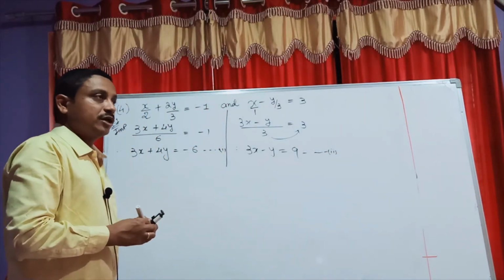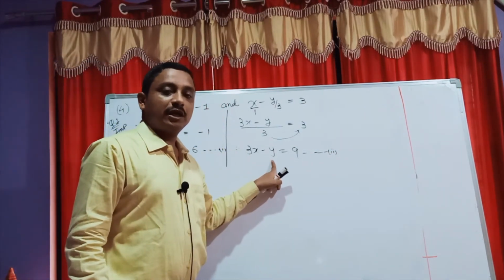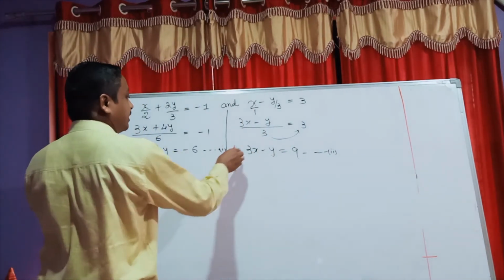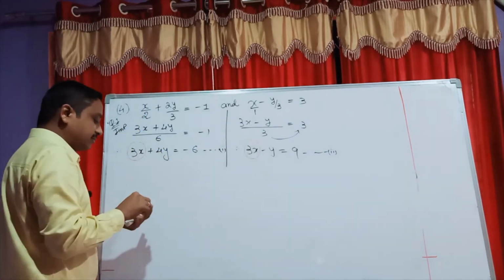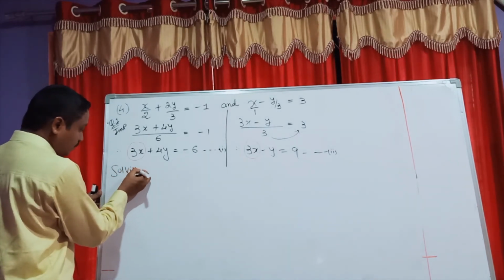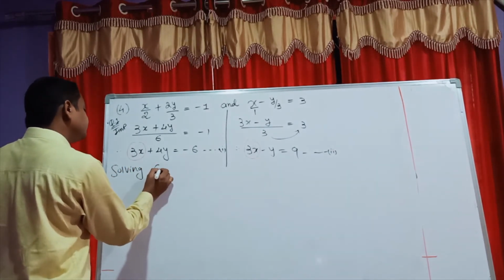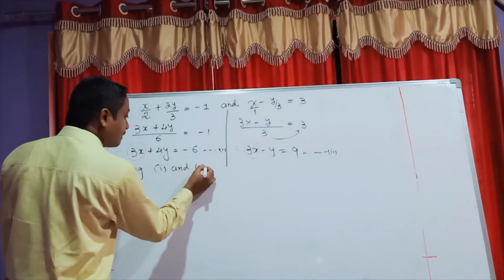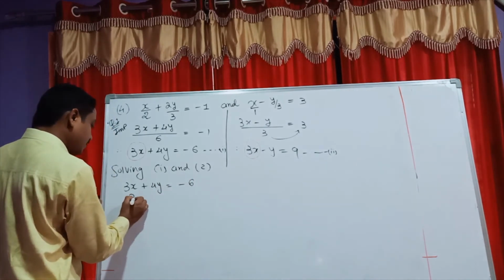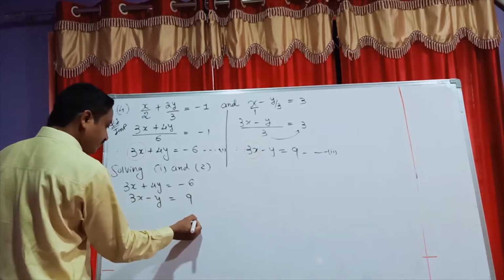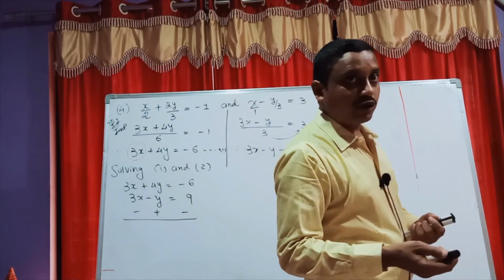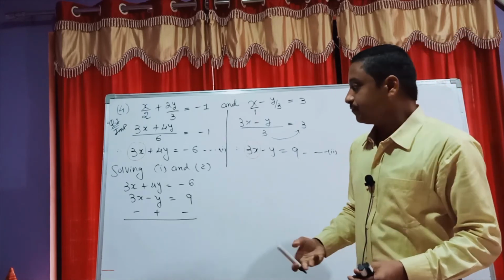So now you decide which value to eliminate, x or y? Yes students, here directly x is eliminated. Look at that, it is the same, so nothing to multiply. I go directly to the solution. So solving first and second, 3x plus 4y is equal to minus 6 and 3x minus y is equal to 9. Yes, students, here the symbol changes. Why does the symbol change? Because the like terms make two cancellations.